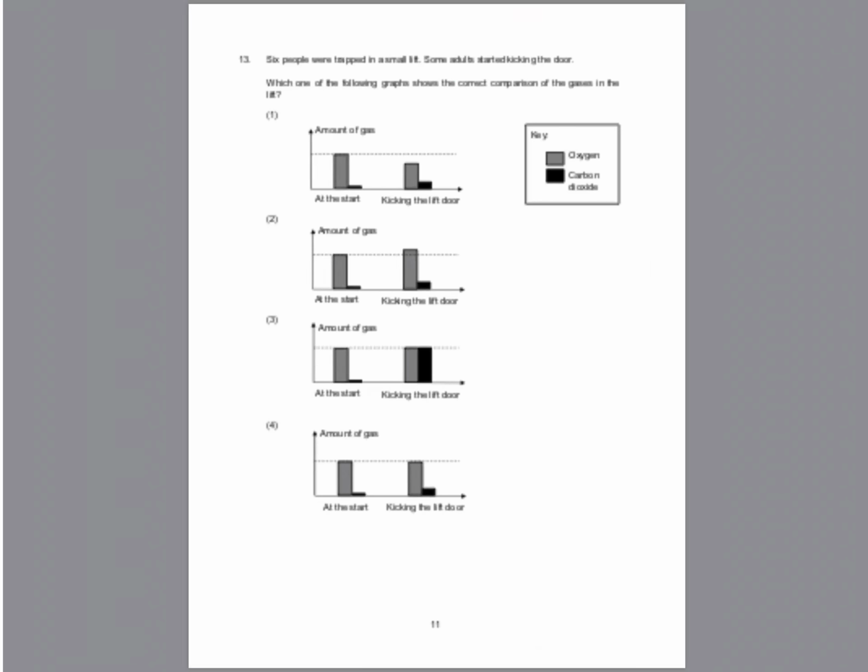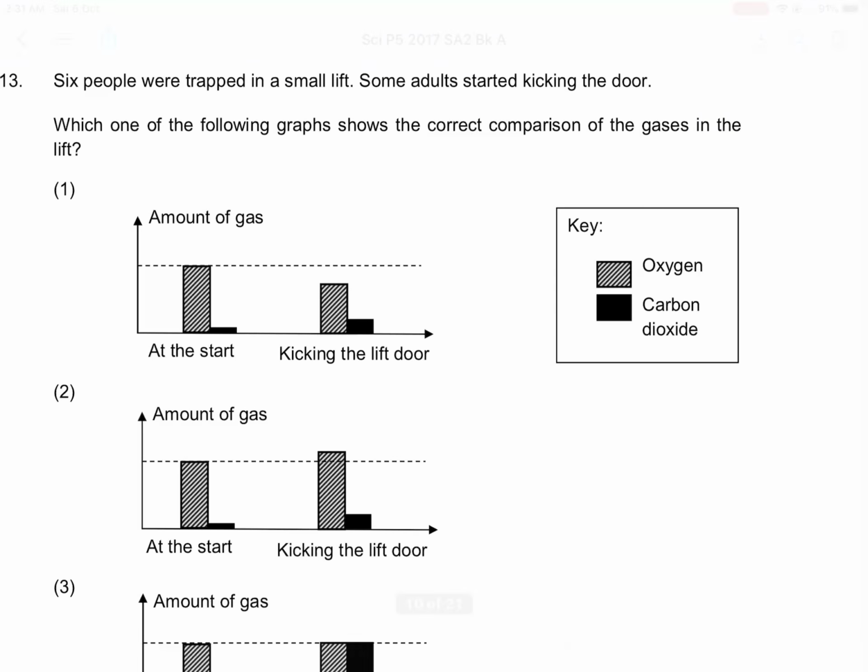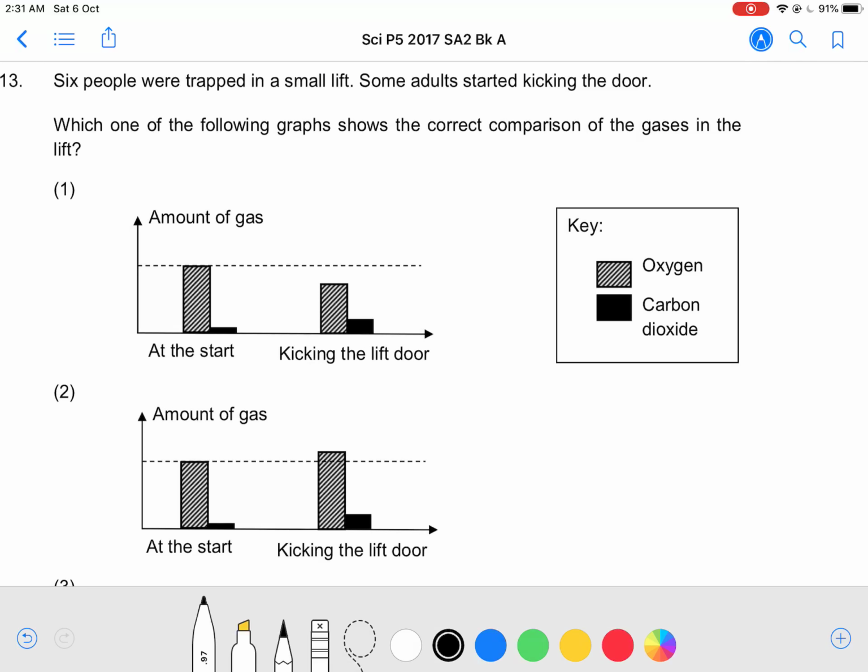Okay, question 13. Very familiar. We have done something like this before in an open-ended question. Trapped in a small lift, people started kicking the door. So what happens to your oxygen level? It should go down because you will need energy, right? Remember, these two words are together, energy and oxygen. Whereas your carbon dioxide is a waste gas, it goes up. So the only option available will be option 1, because the oxygen is going down, whereas the carbon dioxide is going up. So the answer is 1.